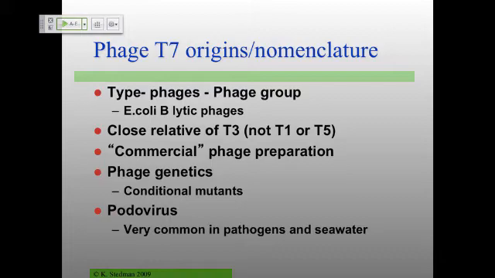So the problem is, at that time, which was the late 40s and the early 1950s, and even to some extent a little earlier than that, bacteriophage were not well classified. Some people would call a bacteriophage alpha. Somebody else would call the same bacteriophage B, all kinds of different nomenclature.